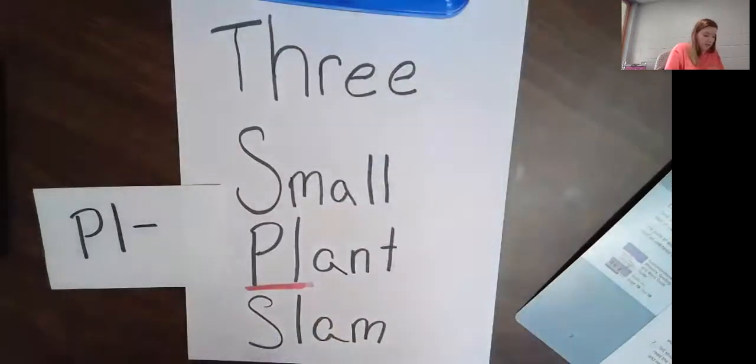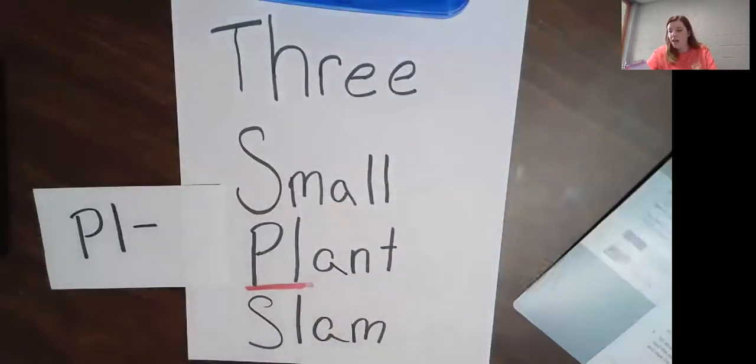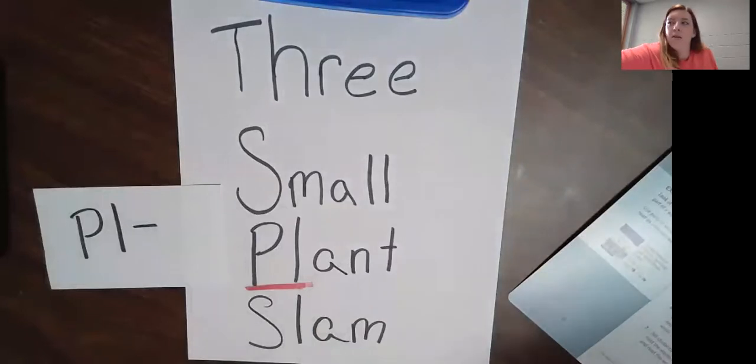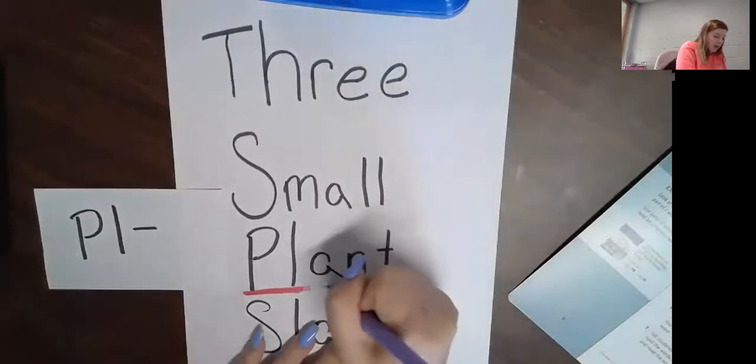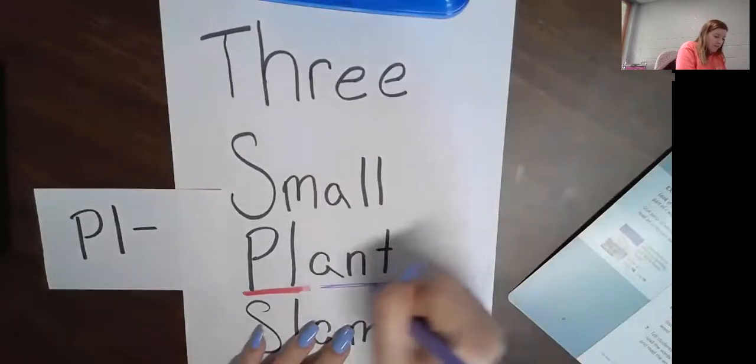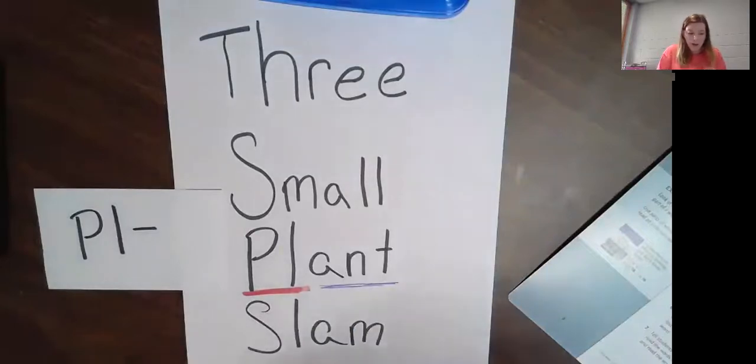So now I see the P-L in plant and the A-N-T. Let me make that line thicker. Okay.